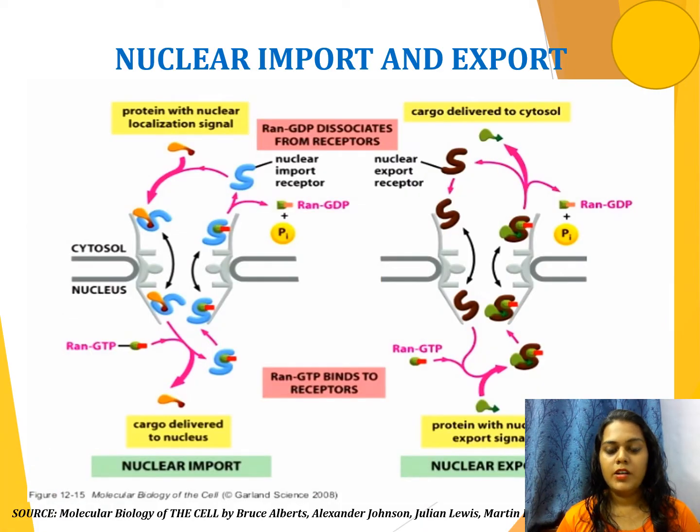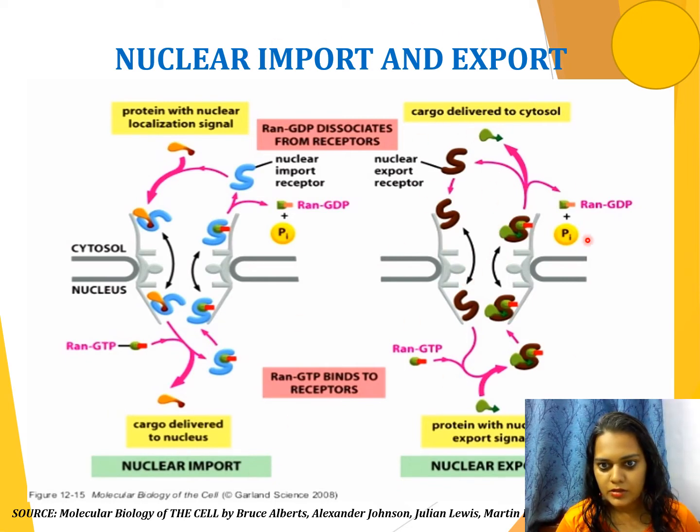Now let's talk about nuclear import and export one by one. Here we should focus on this nuclear import receptor. This is our cargo protein attached with an NLS signal. This NLS signal is bound to the nuclear import receptor. This nuclear import receptor moves inside the nucleus, and then RAN GTP replaces the cargo protein and binds to the nuclear import receptor. This complex moves from the nucleus to the cytoplasm, where RAN GTP and phosphate dissociate from it, and the nuclear import receptor is present in its native form again. And this was the nuclear import.